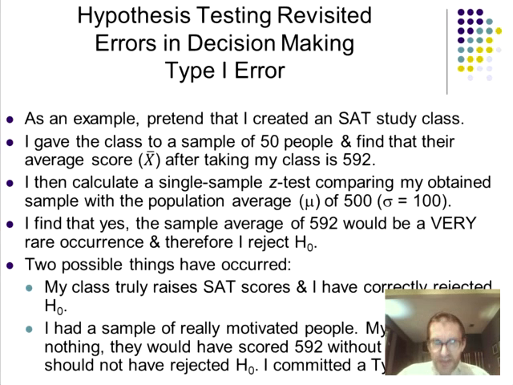So when I reject the null, it is possible that I have correctly said that my test made a difference, or it is possible that I have made a type 1 error and falsely claimed that I made a difference. Okay? Two possible outcomes. One good, one not so good.